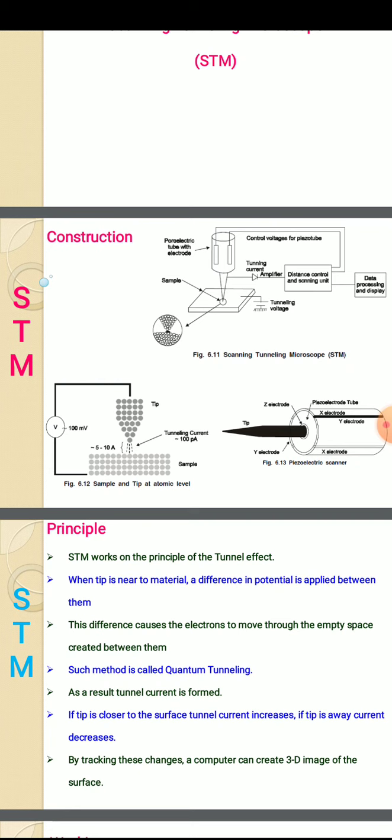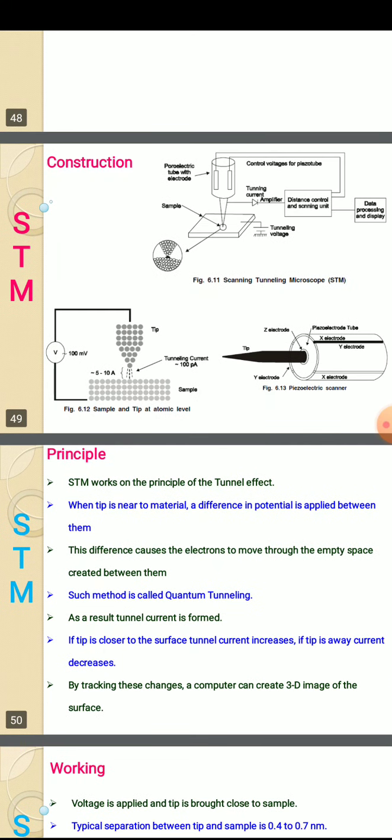The tip is brought near to the material, and a potential difference is applied between them. Because of this difference, the electrons move through the empty space between them. Such a method is called quantum tunneling. Finally, the tunnel current is formed.